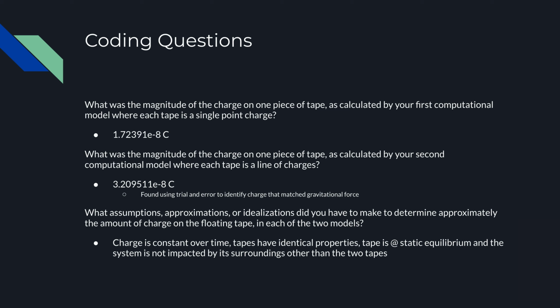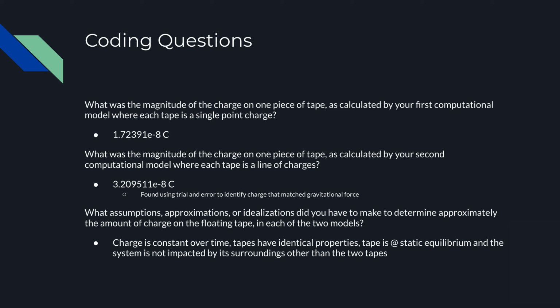So what was the magnitude of the charge of one piece of tape as calculated by your first computational model, where each tape is a single point charge? It was 1.723918 times 10 to the negative 8. And what was the magnitude as calculated by the second option? It was slightly different at 3.209511 times 10 to the negative 8. And that was found using trial and error.